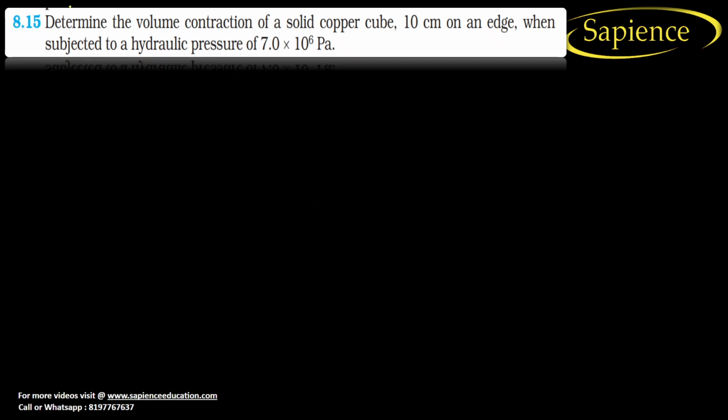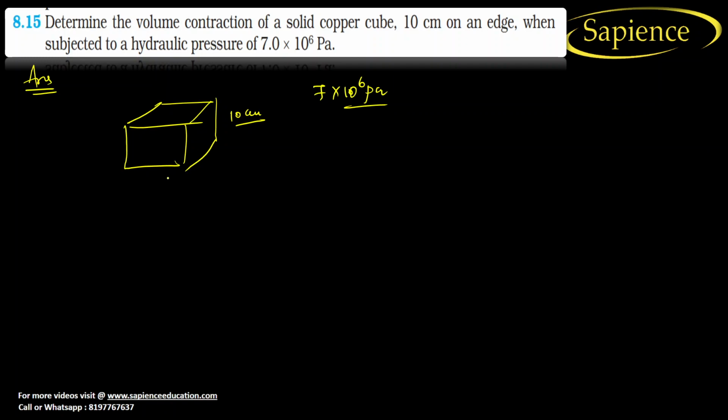Now let us do the next question. Determine the volume contraction of a solid copper cube of 10 centimeter edge when subjected to a hydraulic pressure of 7 into 10 to the power 6 Pascal. Here we know that the bulk modulus is equal to excess pressure divided by change in volume by original volume. I am taking all the things as positive only.